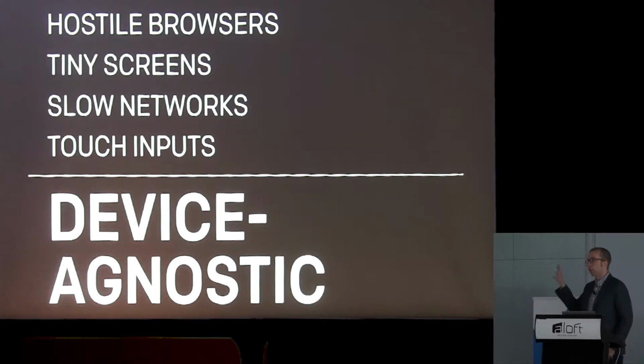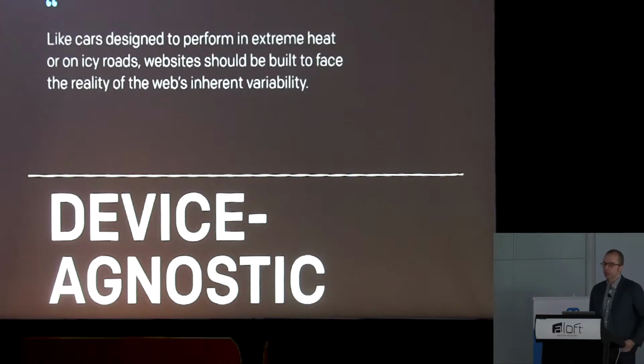Now, I don't know about you, but when I look at a screen like this, I get a little pit of fear in my stomach about all the challenges we have to deal with when we're designing for the modern web. But Trent actually says that it's incredibly helpful to focus on these challenges and start from there. He says that like cars designed to perform in extreme heat or on icy roads, websites should be built to face the reality of the web's inherent variability. And I love that line.